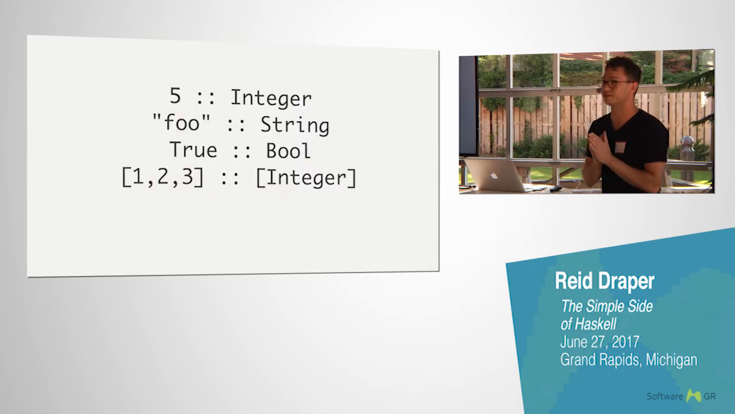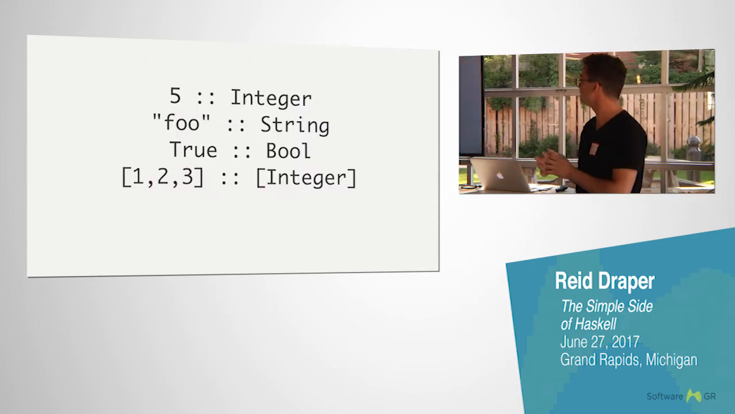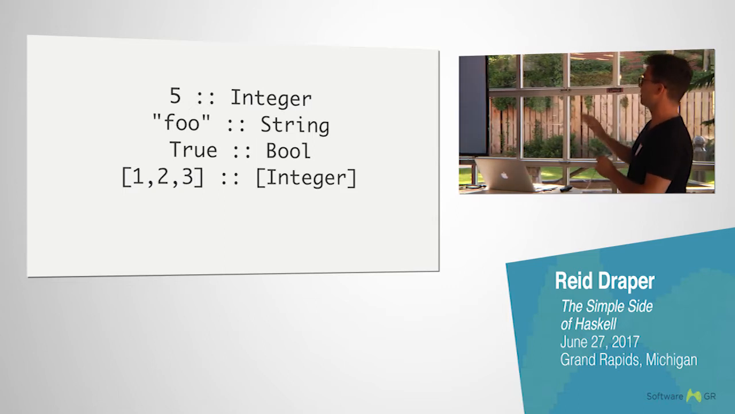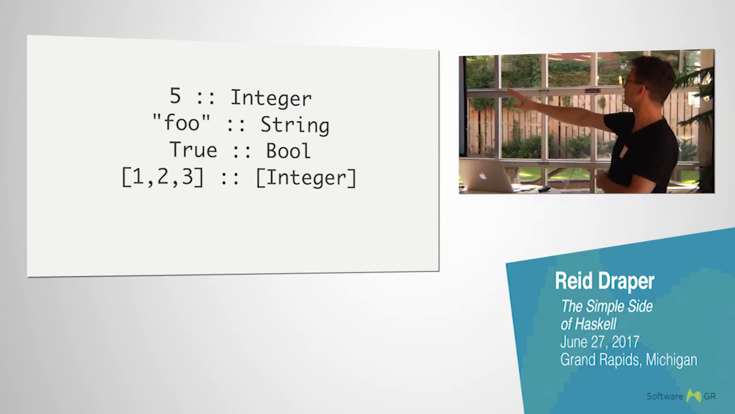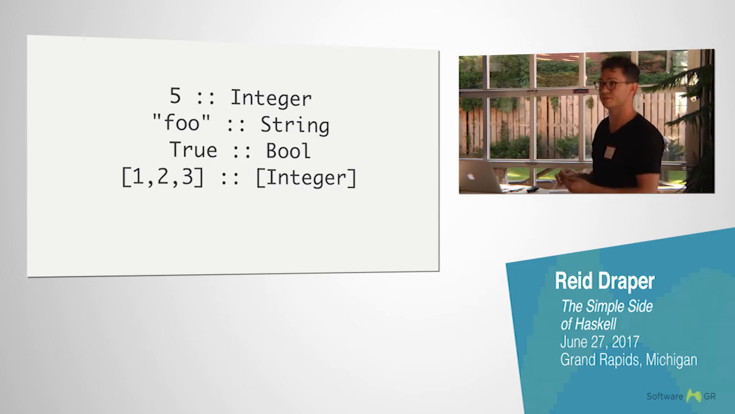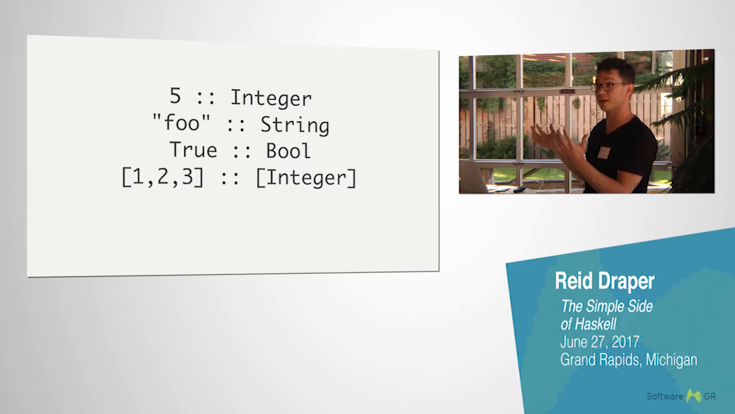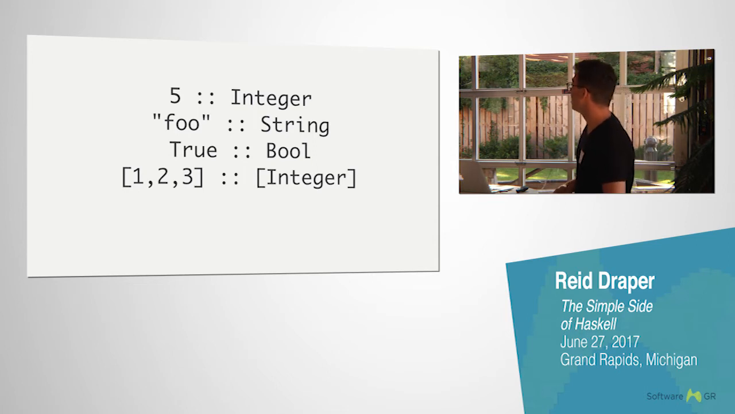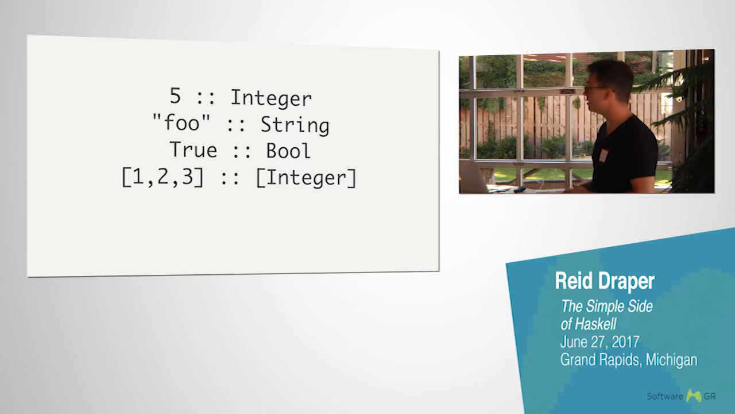Okay, so let's get into some really simple types in Haskell. The way we're going to read this, there's a data type literal on the left, and then we have this double colon. The double colon basically just means this thing has this type. So 5 has the type integer, the string foo is a string, true is a bool, and 1, 2, 3 is a list of integers.